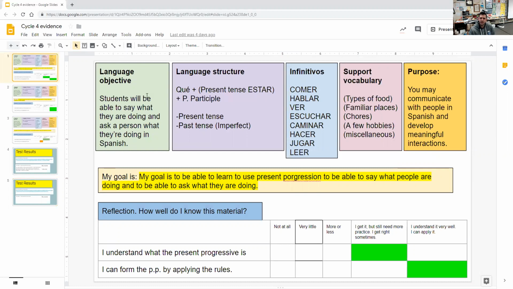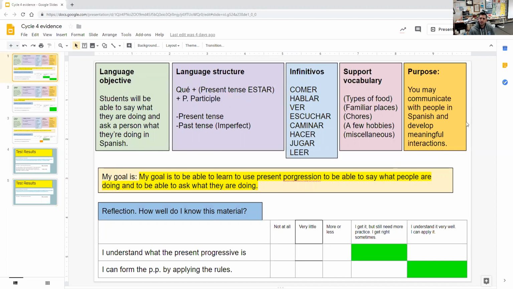It doesn't necessarily have to be a full chapter, but when we're seeing a specific objective that we want to hit, I'm going to be introducing this. In this case, I introduced this language objective: students will be able to say what they're doing and ask a person what they're doing in Spanish. Essentially, we'll be using progressive sentences, and we'll be using this language structure right here.